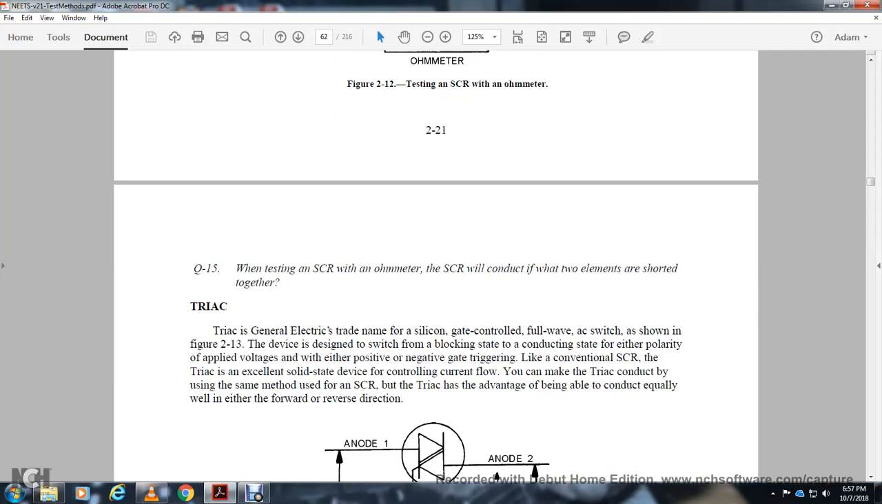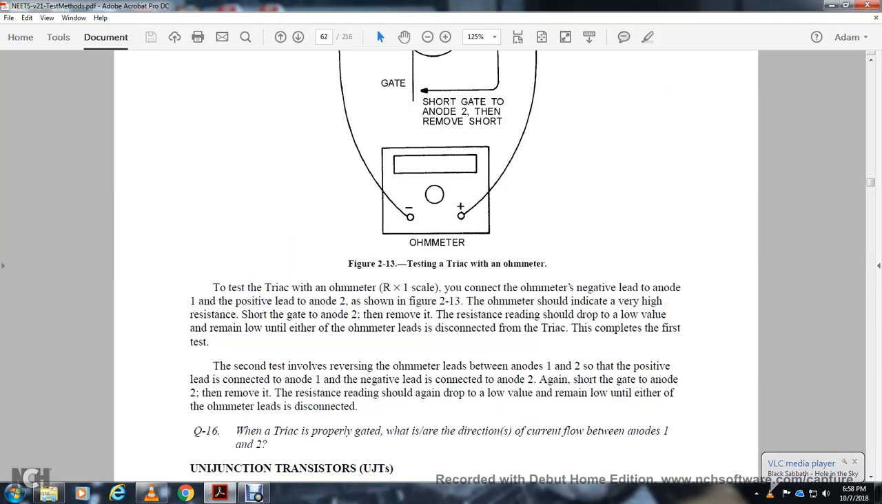Next, the triac. General Electric named it the silicon controlled gate, a full wave AC switch, shown in figure 2-13. This device is designed to switch from the blocking state to the conducting state from either polarity of applied voltage, with either positive or negative gate triggering, like a conventional silicon controlled rectifier. It is a solid state device with current control flow that makes the triac conduct using the same method as the silicon controlled rectifier, but the triac has the advantage of being able to control equally in the forward and reverse directions.